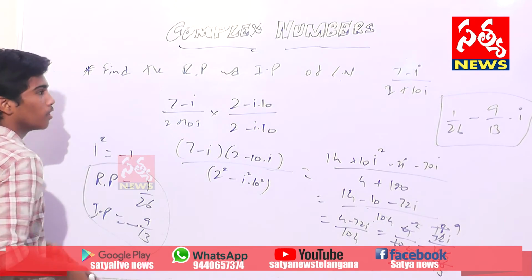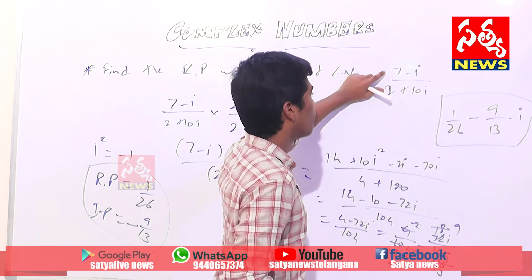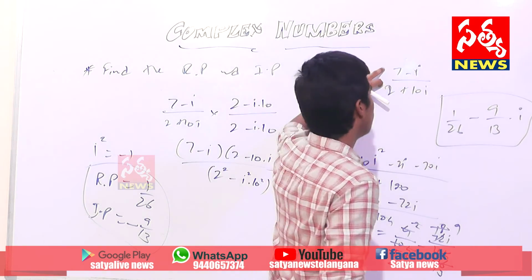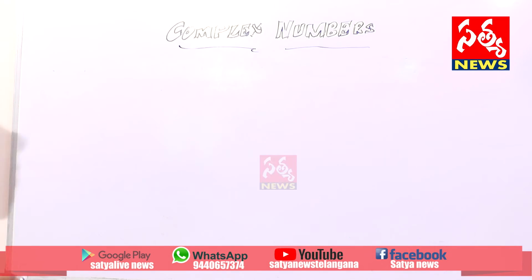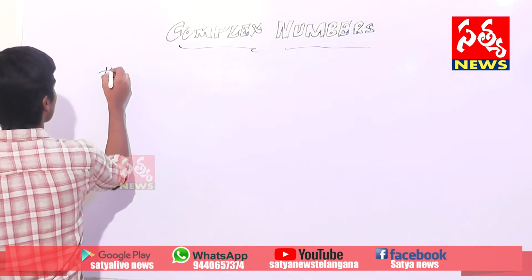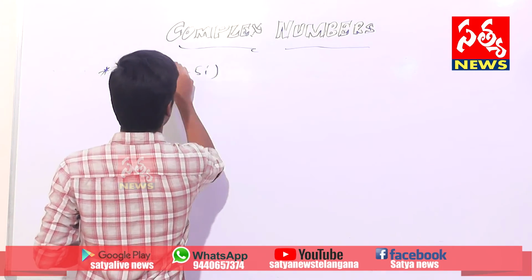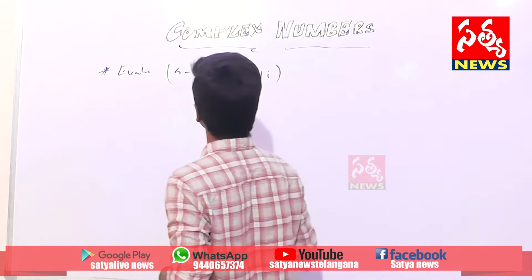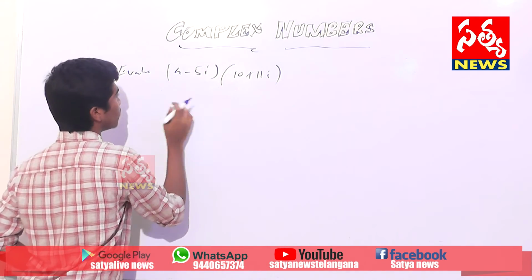In this way we have to find the real and imaginary parts of a complex number that has two complex numbers in the numerator and denominator. Okay. The last problem for today. Evaluate 4 minus 5i into 10 plus 11i. Okay, we can solve it easily, right?